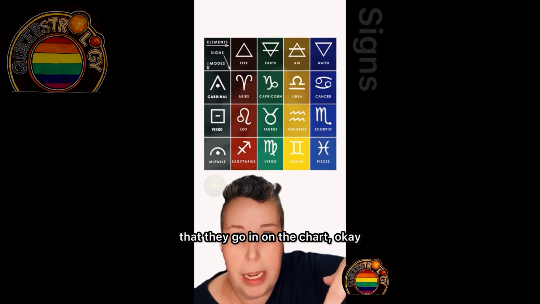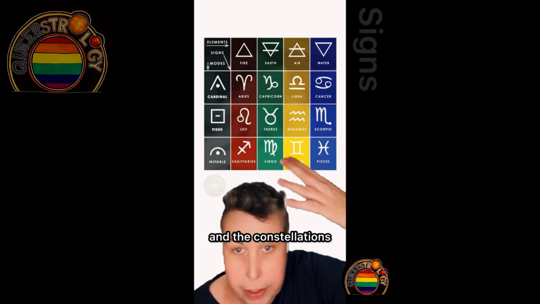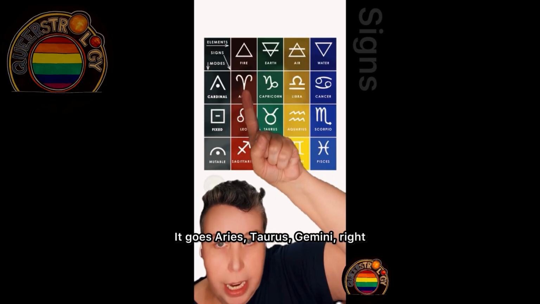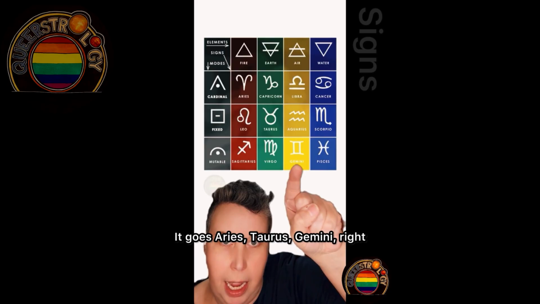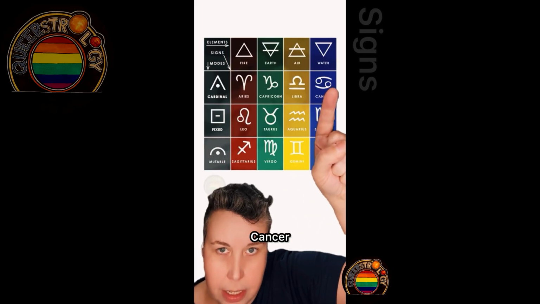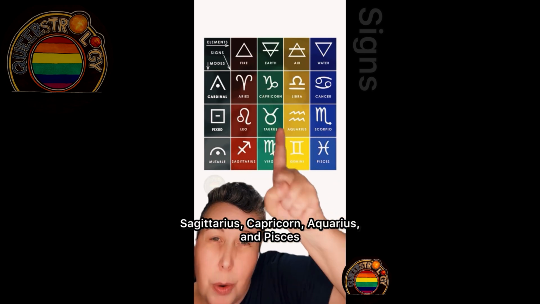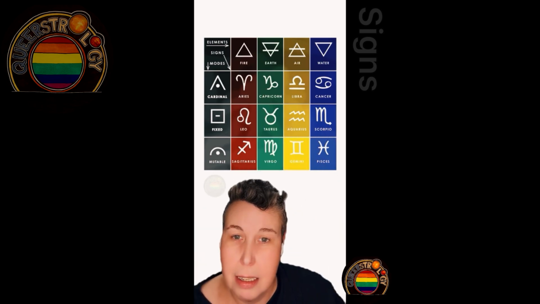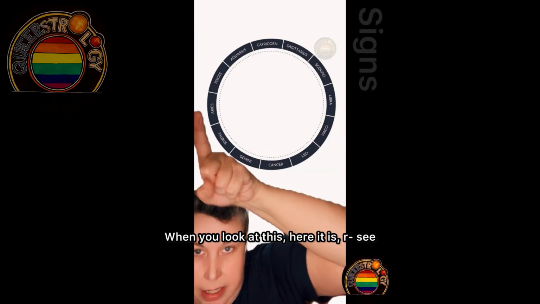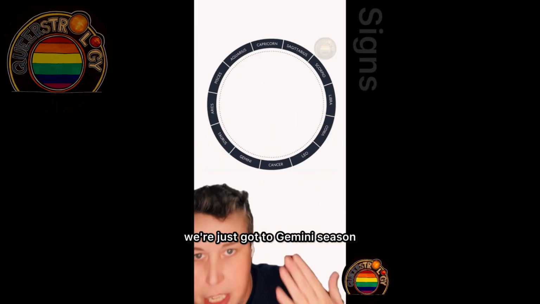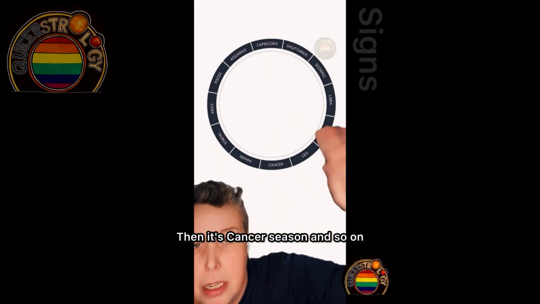This is the order that they go in on the chart, okay, and the constellations. It goes Aries, Taurus, Gemini, right? Cancer, Leo, Virgo, Libra, Scorpio, Sagittarius, Capricorn, Aquarius, and Pisces. When we look at this, there it is. See, Aries, Taurus, we just got to Gemini season, then it's Cancer season, and so on.